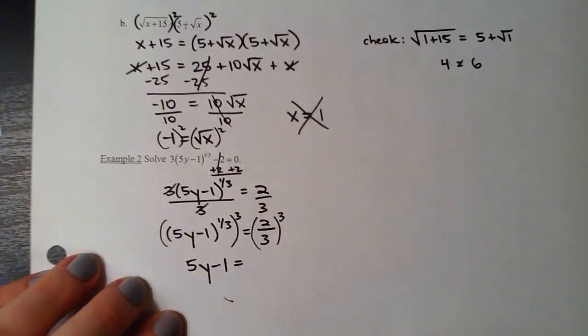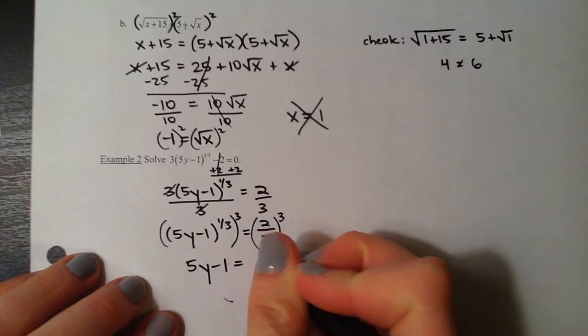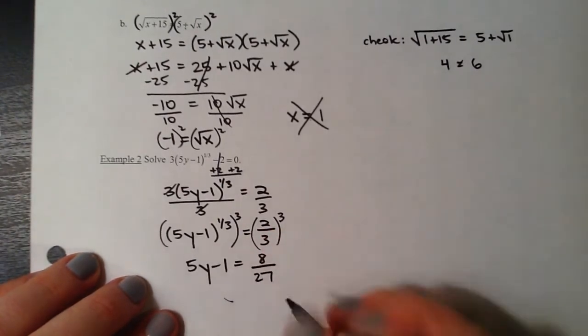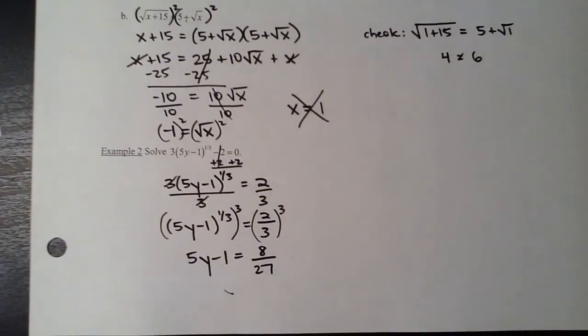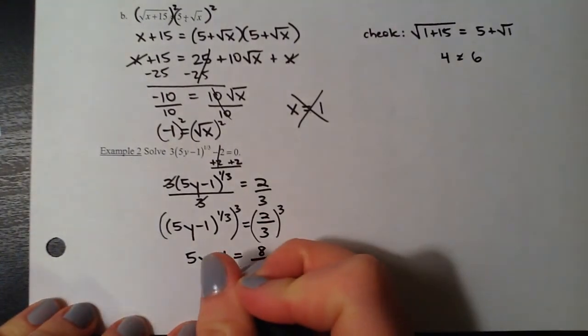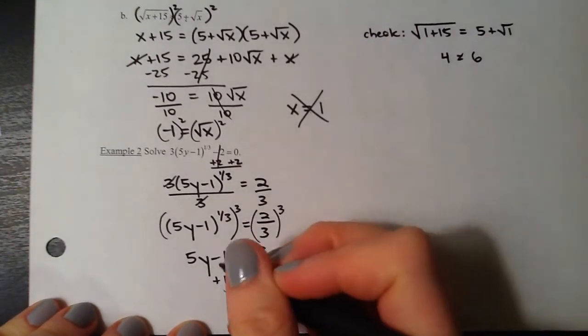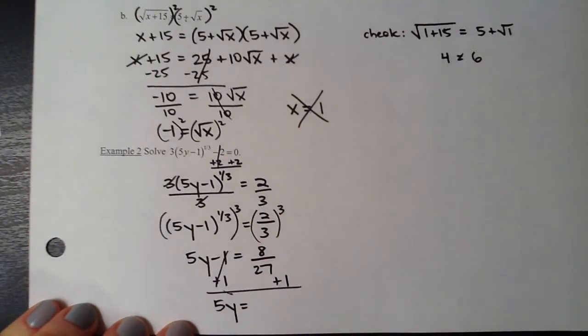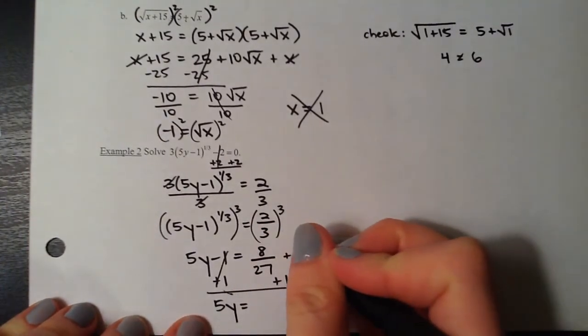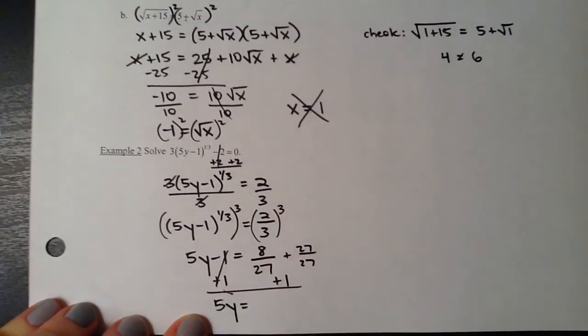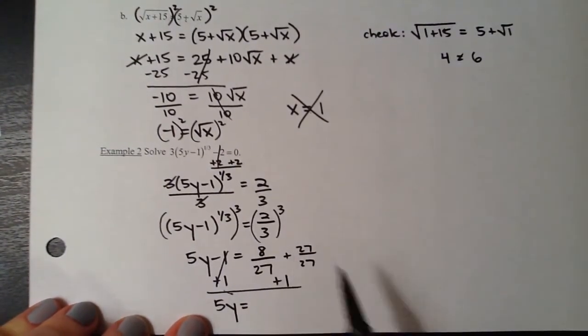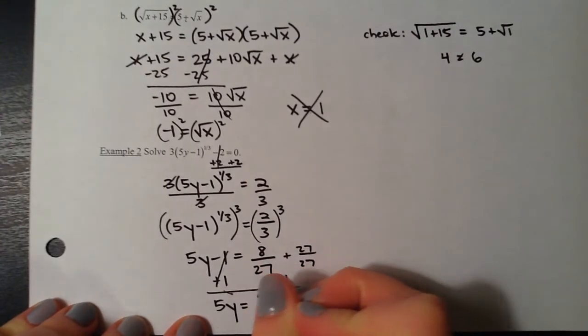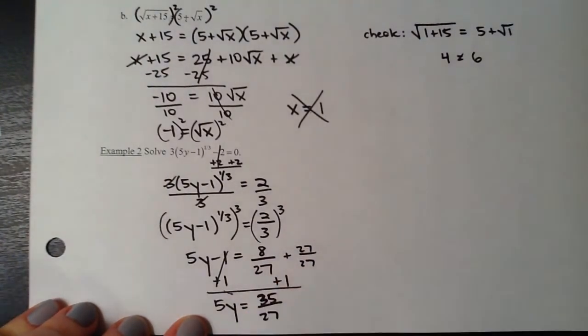And then when I cube this fraction, I cube the 2, which gives me 8, and I cube the 3, which gives me 27. Okay, now step 3, solve the resulting polynomial equation. So I'm going to do whatever I need to do to get this y by itself, which first involves adding 1 to both sides. I get the 5y by itself, and then this is the same thing as adding 27 over 27, because that's 1, just a fancy one, and it gets me the same denominator as this. So I add the 8 and 27, it gives me 35 over 27.